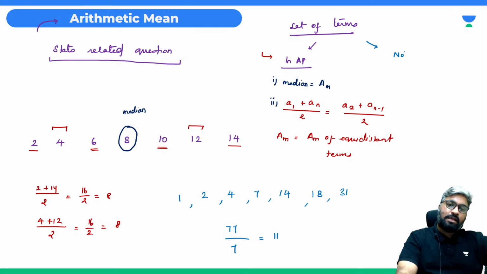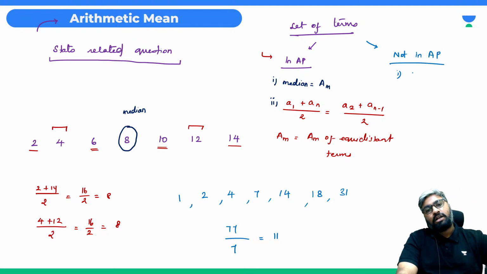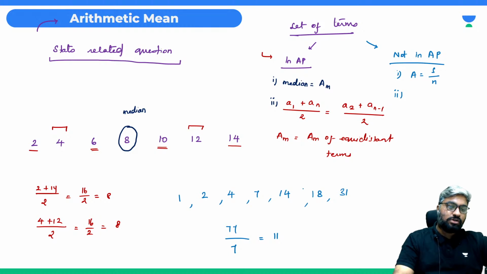नॉट इन AP अगर हो, तो सबसे पहले ओनली चॉइस वुड बी व्हाट? एवरेज वुड बी सम बाय नंबर ऑफ टर्म्स, बट देयर इज एन ऑल्टरनेटिव अप्रोच ऑल्सो, है ना?